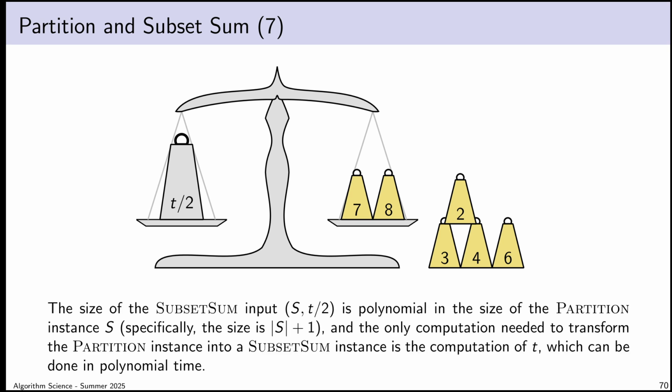And so the size of this subset sum instance, which is just the set S plus one extra value, is very clearly polynomial in the size of the partition instance. The only computation I had to do for the transformation was to compute the value of t, which obviously I could do in polynomial time. I could do that in linear time. I just iterate over the values in S and add them all together.